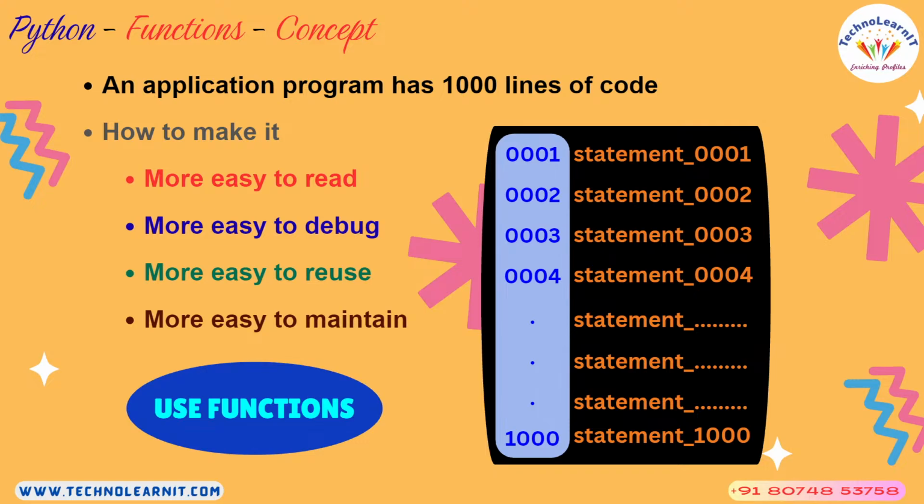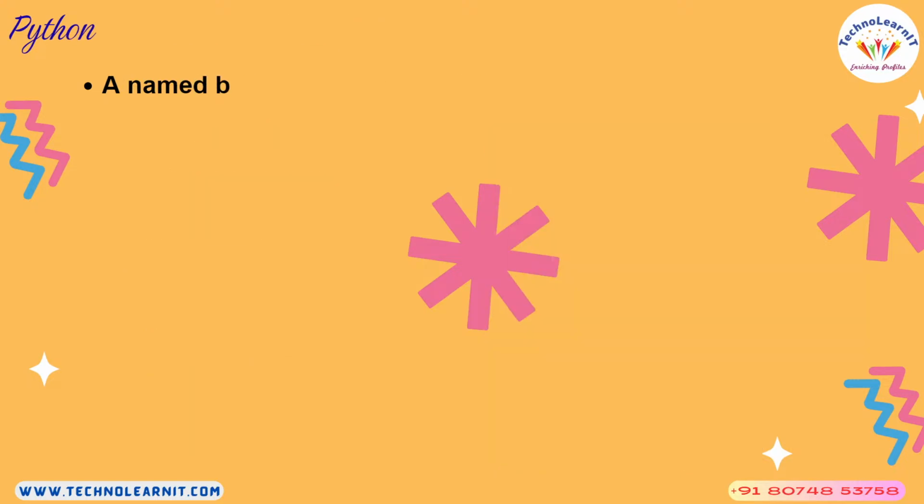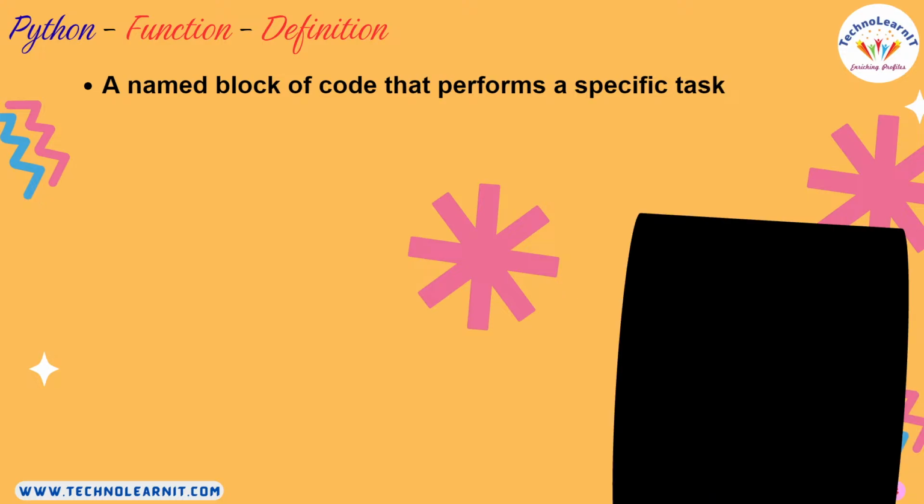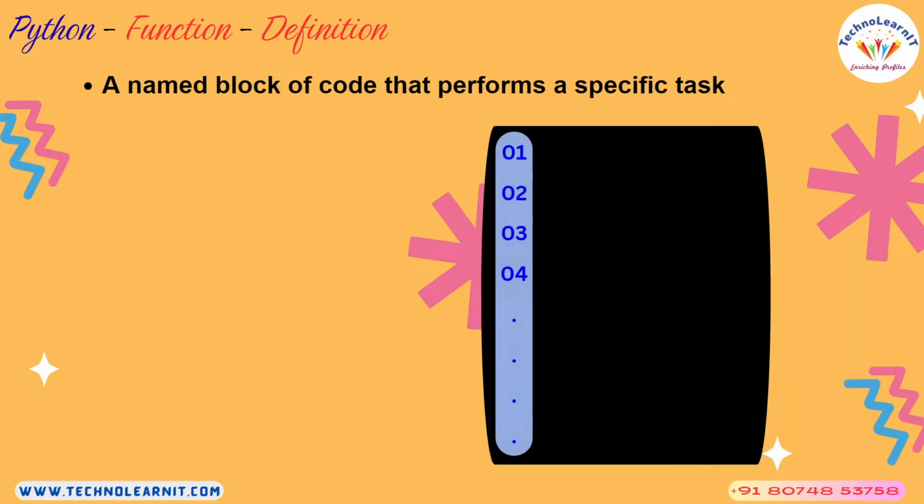So at a high level, if you have a program with thousands of lines, you have to think of functions. When I say thousands of lines, the expectation is that all those lines should not be in one place, and then functions would come in handy. So what is a function? A function is a named block of code that performs a specific task.